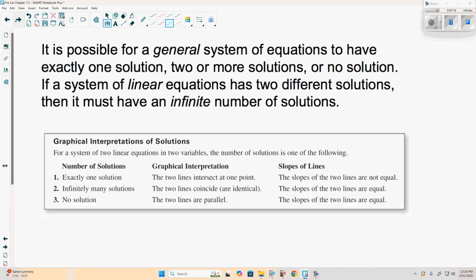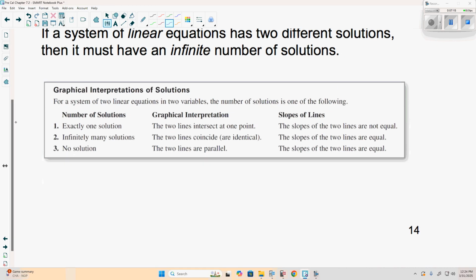Graphical interpretations of solutions: we have one of three options. Exactly one solution, infinitely many, or no solution. Now it's infinitely many, not all real solutions. For the longest time I would say all real solutions, but that's not the case, because it is not all the real numbers. It's an infinite number of solutions.